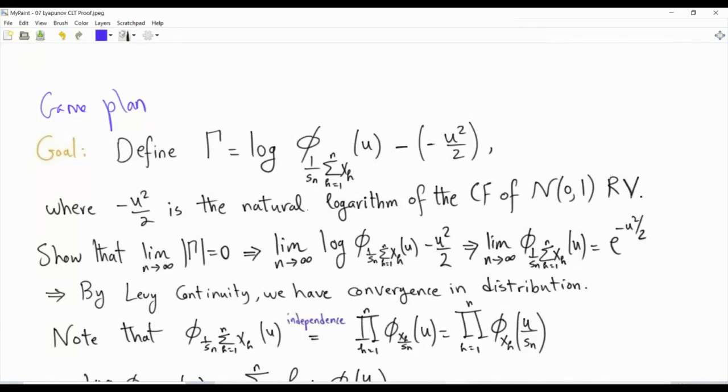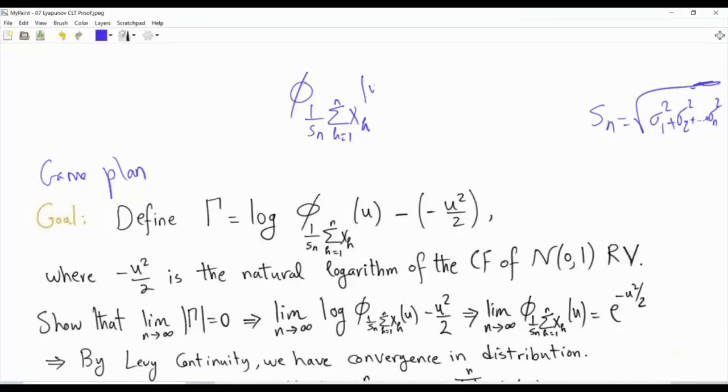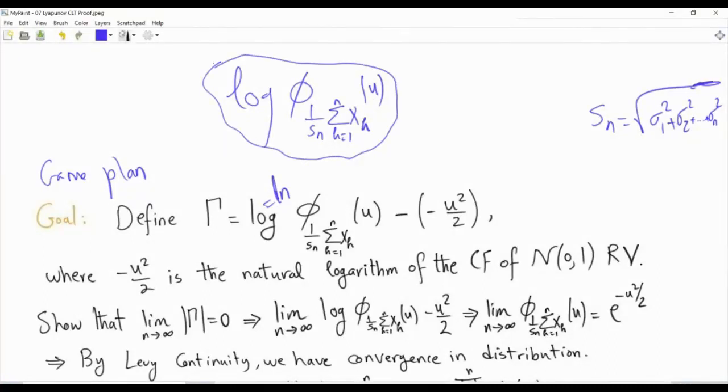But we learned that we can work with characteristic functions. So what we will do is take the characteristic function of this quantity. Don't forget that Sn is the square root of sigma 1 squared plus sigma 2 squared up to sigma n squared. So we'll take the characteristic function of this quantity. No problem if we take the logarithm. It's actually here log, it means ln. So this will be the logarithm of the characteristic function of our quantity.